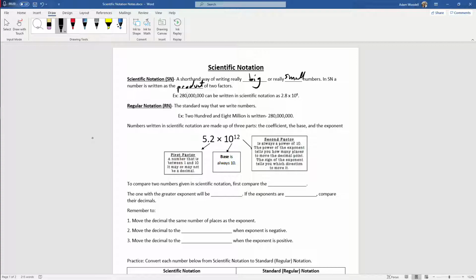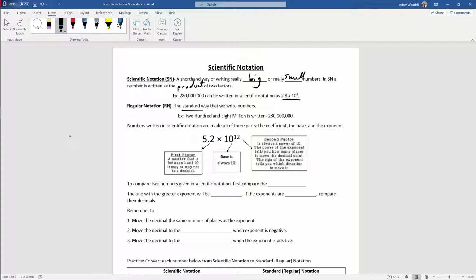Example, if I had this number, 280 million, we can write that as this smaller number. So scientific notation has that multiplication in the middle. Regular notation is just the standard way of writing it, so it actually includes all those zeros at the end. The main reason we do this is because we don't want to have to keep writing 0, 0, 0, 0, 0, 0, 0 over and over again. We can just clean it up a little bit.